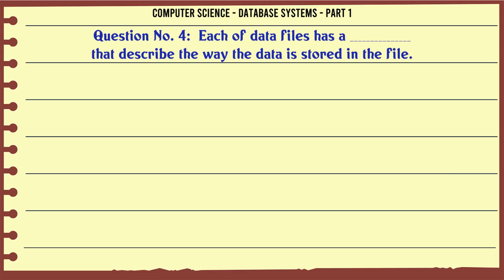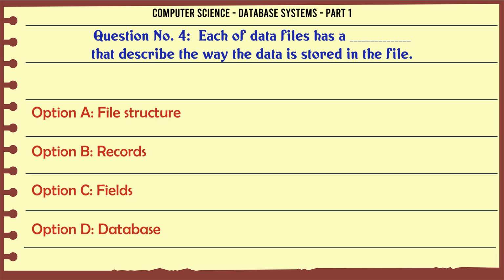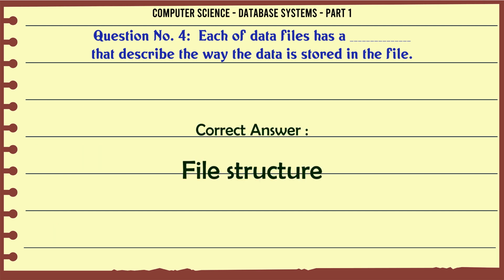Each of data files has a dash underscore that describe the way the data is stored in the file. A. File structure. B. Records. C. Fields. D. Database. The correct answer is file structure.